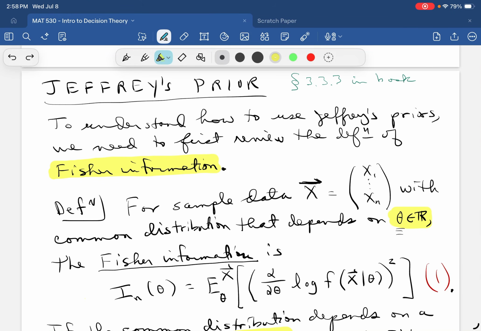In this video, we're going to look at one of the most widely used methods for determining a non-informative prior, and that is the Jeffreys prior. Now, to calculate the Jeffreys prior distribution, we first need to review the definition of Fisher information.